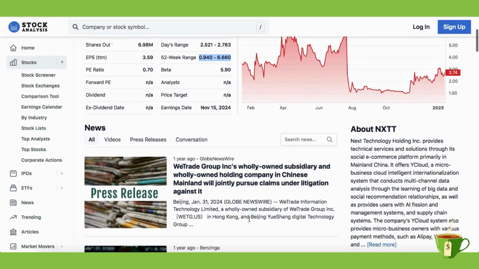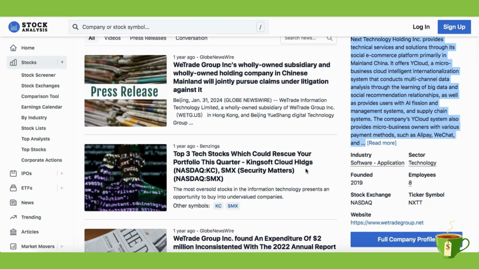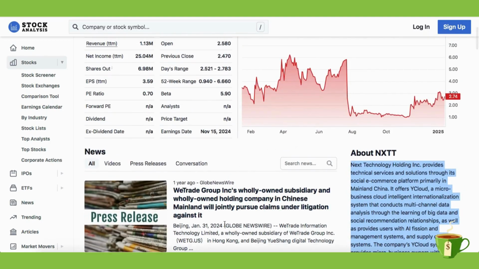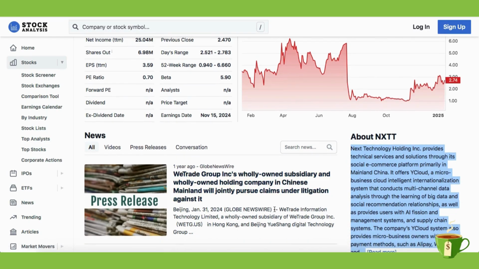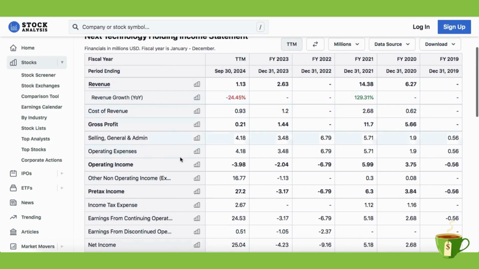Oh, wait. We Trade Group's wholly owned subsidiary. Where's this owned? Oh, in China. Okay, so this is something you'd have to decide if you think... Wait, hold on. We Trade Group Inc. Yeah, you'd have to decide if it's a good idea to invest in it based on foreign relations stuff.